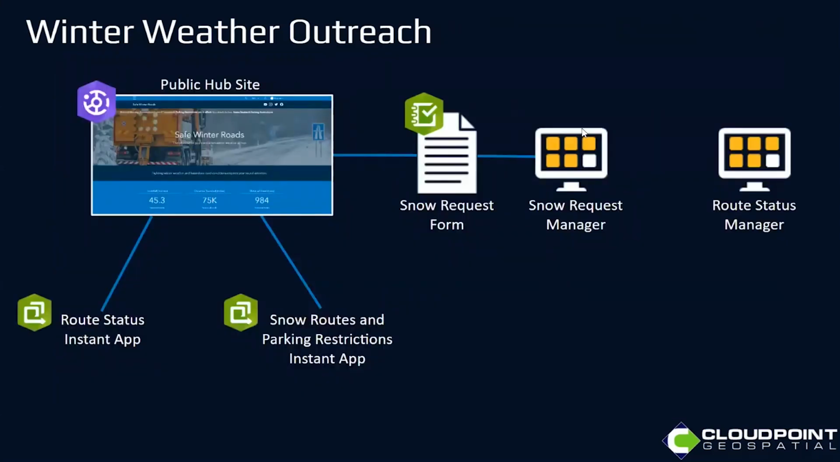Just taking a look at what comes with this solution. It obviously comes with feature classes and maps, but these are the applications that it comes with. We have a main public hub site here. And then as part of the hub site, we have two instant apps that show route status and your snow route priorities and your parking restrictions. Also available on this hub site is a snow request Survey123 form. And then you have a snow request manager that will manage those requests. And over here by itself is the route status manager that we mentioned earlier.